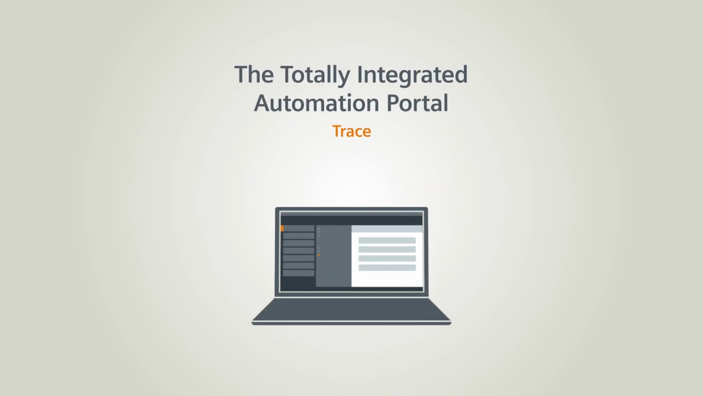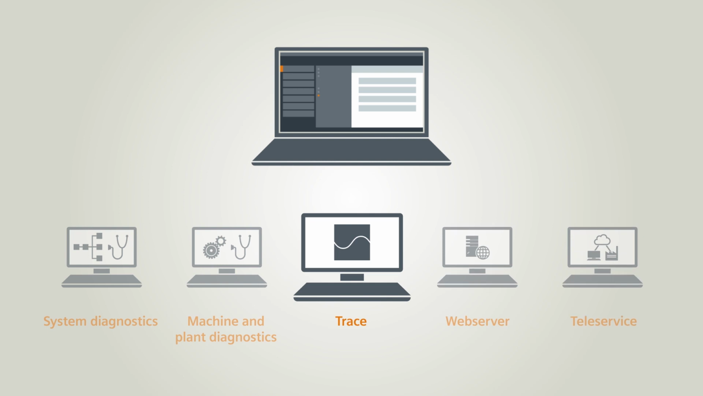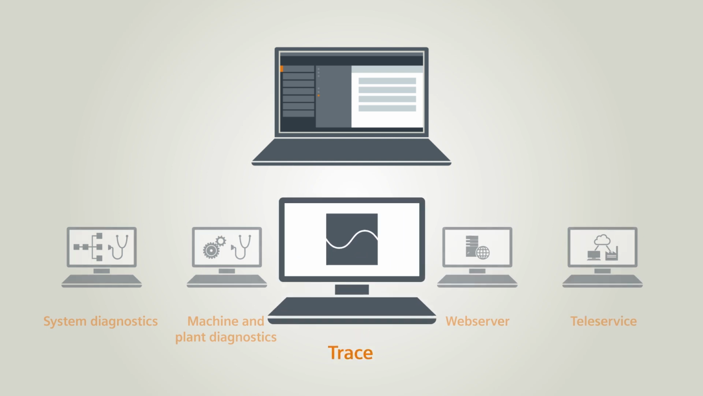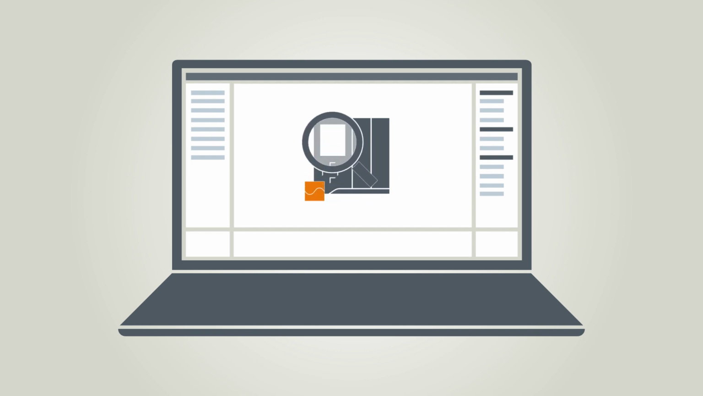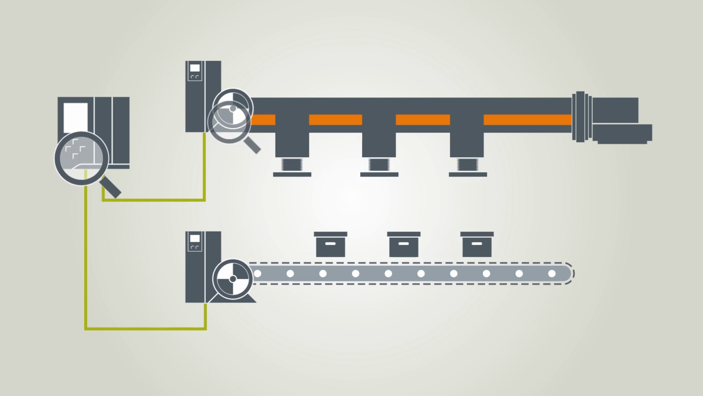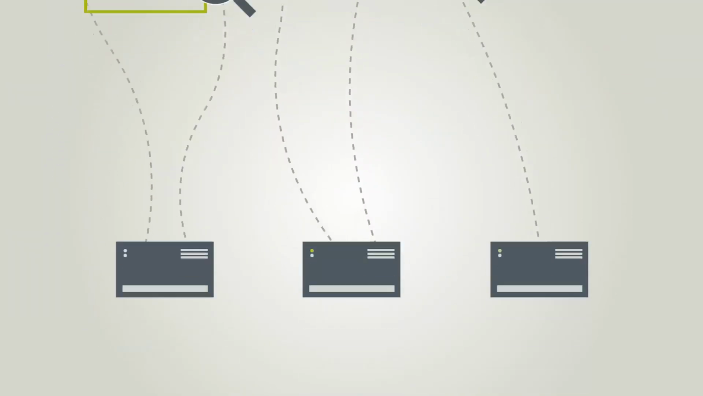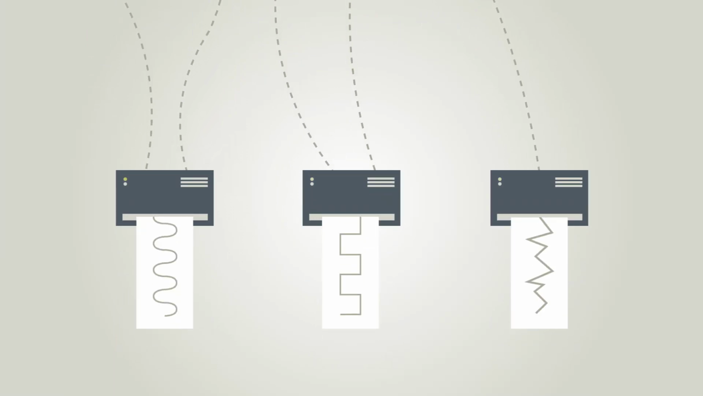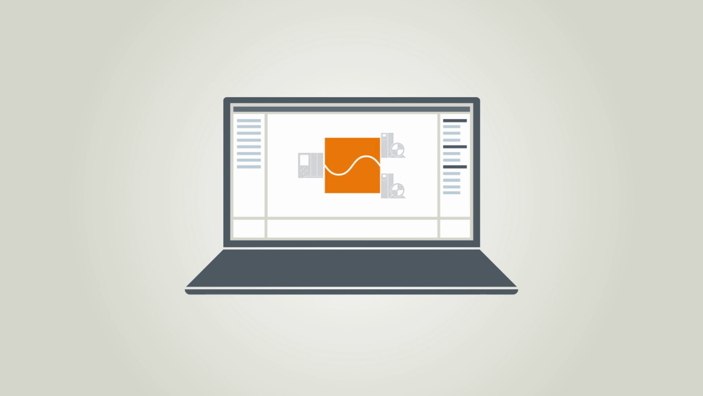In this chapter, you will learn how you can record and evaluate variables using the trace function. The trace function is mainly used for localizing faults that occur sporadically. In the past, analyzing errors involved wiring and monitoring each individual device separately. Now the trace function does this task for you in the TIA portal.